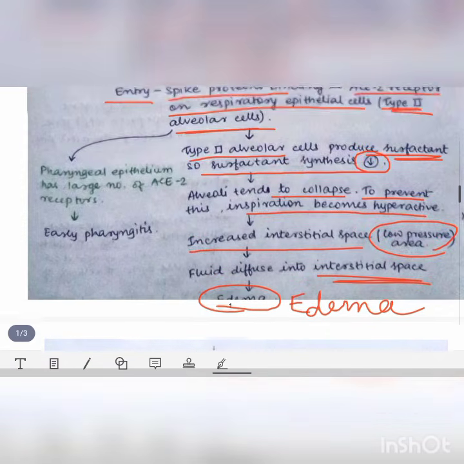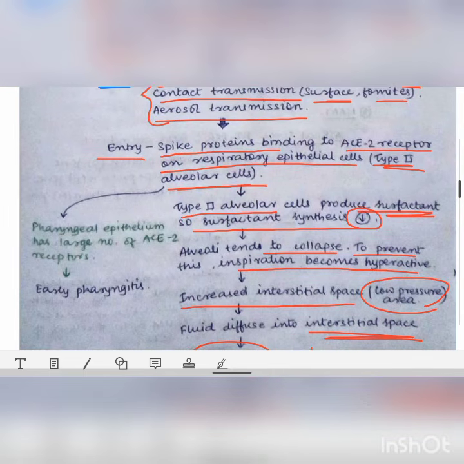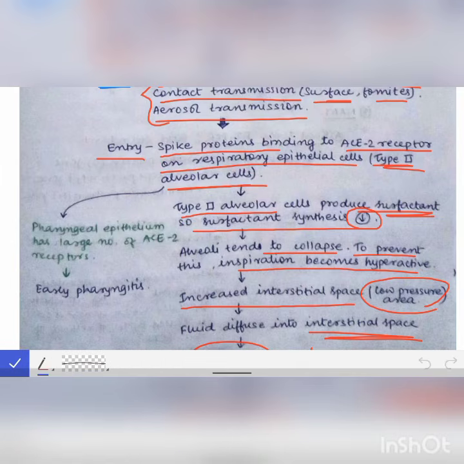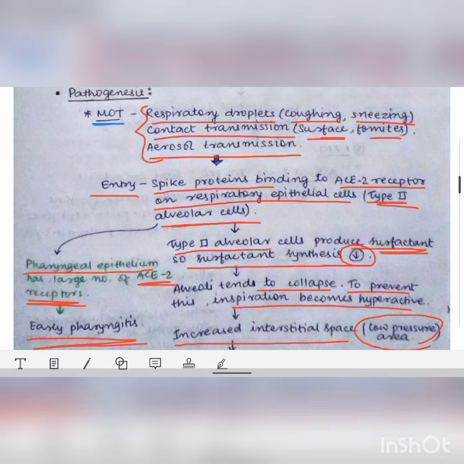Now, we have also seen that among the earlier presenting features of COVID-19 disease is pharyngitis. Now we have to know why the pharyngitis occurs. Pharyngitis is again due to the ACE2 receptors, which are present in high concentration on the pharyngeal epithelium. As these ACE2 receptors are present there in a very high concentration, the virus also infects this pharyngeal epithelium, and hence there occurs pharyngitis. That's why we see pharyngitis as the early manifestation in COVID-19.